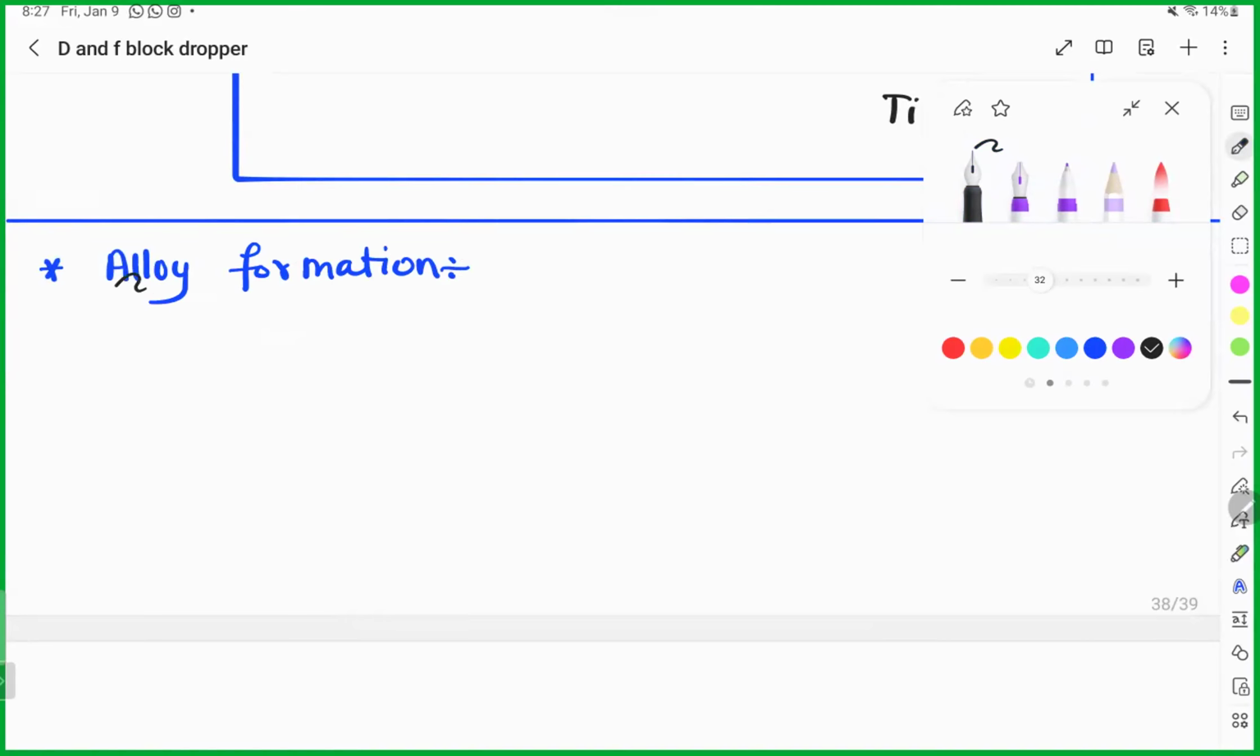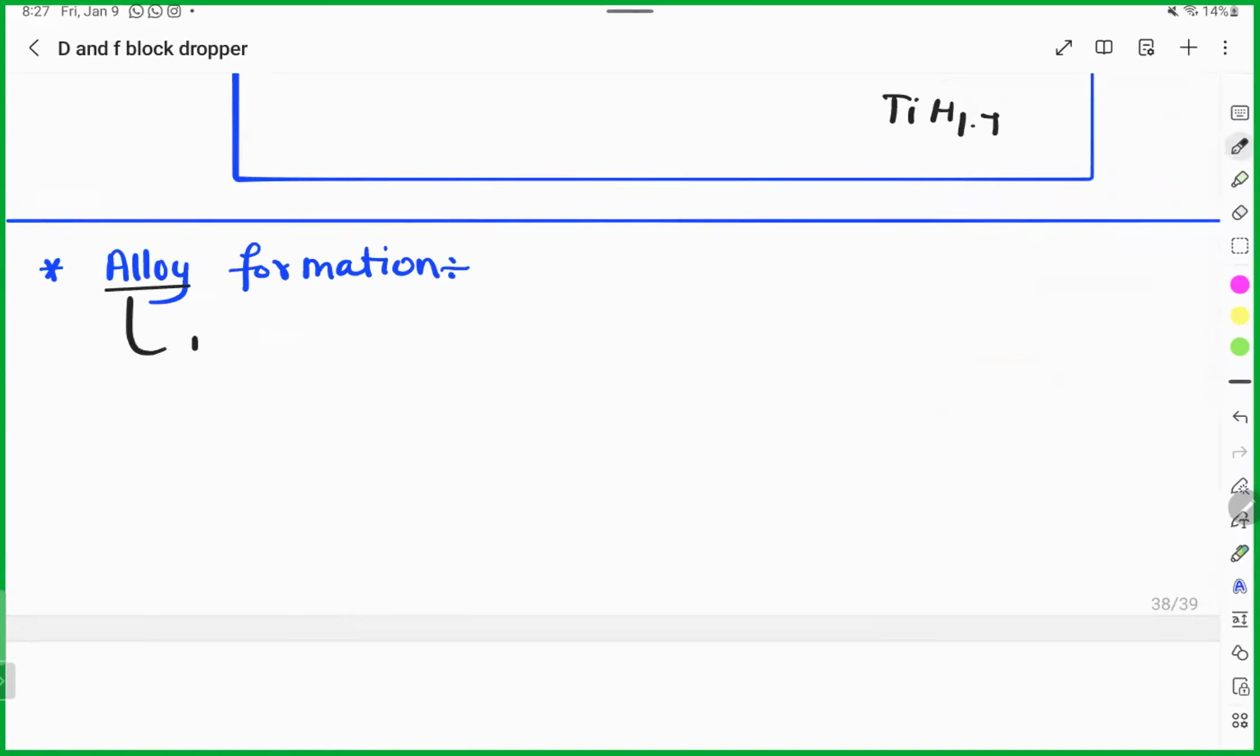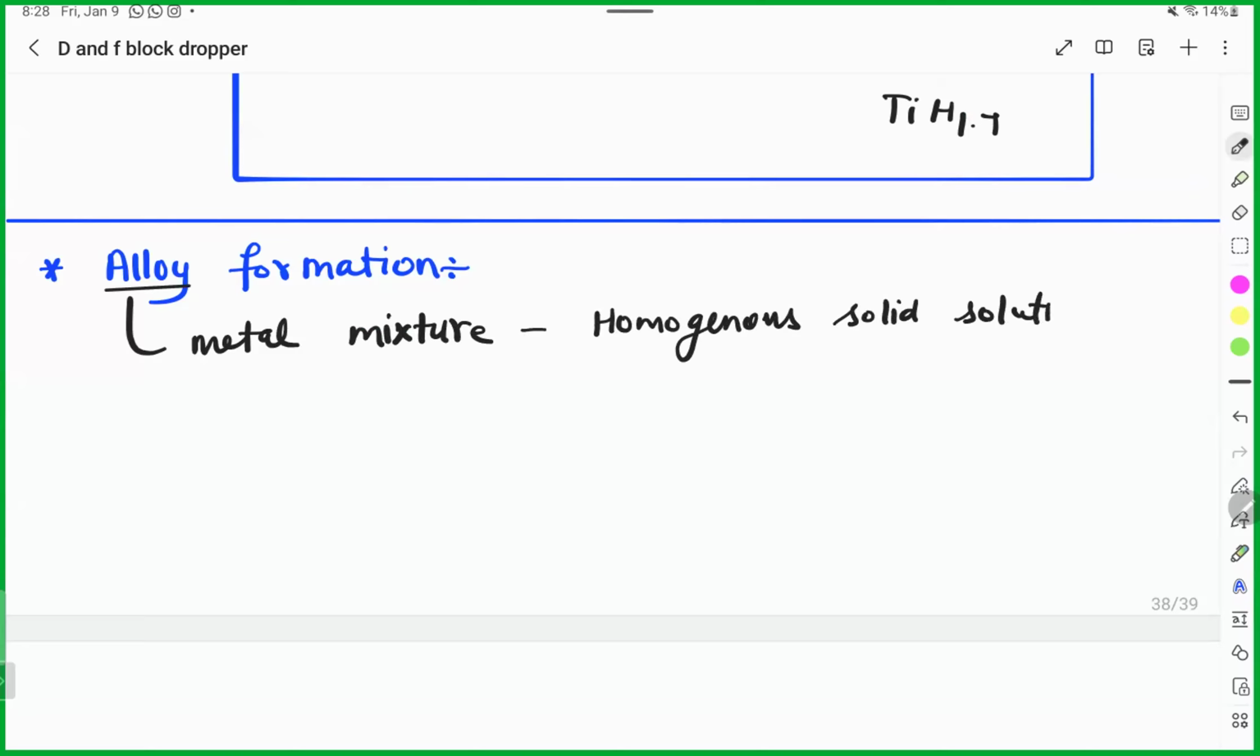So alloy means a mixture of metals. In the simplest way, you can say metal mixture. And when you have this metal mixture, they are uniformly distributed. That's why it looks like a homogeneous solid solution. Solid solution means both solute and solvent are solid. How do two metals become homogeneous to each other? They mix really well with each other.